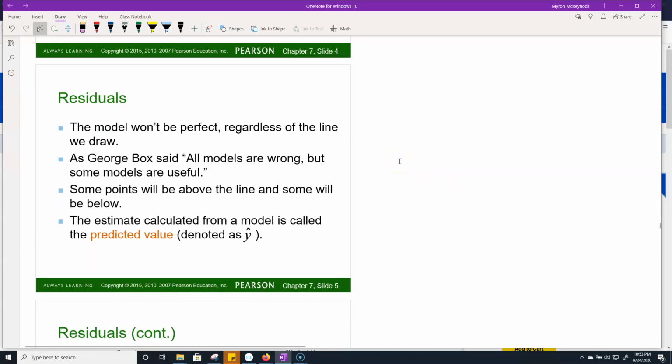So the linear model is not going to be perfect, regardless of the line that's drawn. And like we said, all models are wrong, but some are useful. So a lot of these, especially if you have a really good correlation, it can be very useful in predicting future data. And a prediction is going to be the little y with the hat above it, like that is the model you'll see for the prediction.